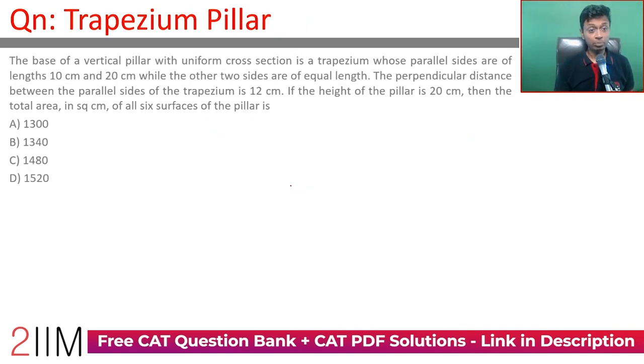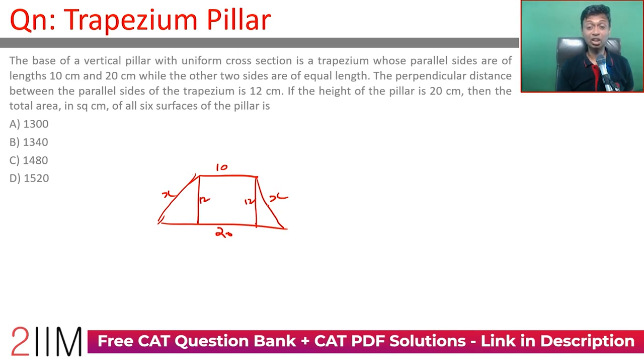The base of a vertical pillar with uniform cross section is a trapezium whose parallel sides are of length 10 centimeters and 20 centimeters. So 10 and 20. Fine. So this is 10, this is 20, while the other two sides are of equal length. So let's say X and X. The perpendicular distance between the parallel sides is 12. So this is 12. These two are equal, so it's an isosceles trapezium.